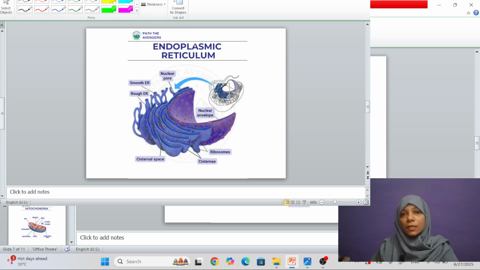Going to the next structure, that is the endoplasmic reticulum. This is the actual structure of the cell, and here is the nucleus, and this is the zoomed portion. This one is the outer membrane of the nucleus. Here some nucleopores are present, then smooth endoplasmic reticulum is also present, then here is some rough endoplasmic reticulum.